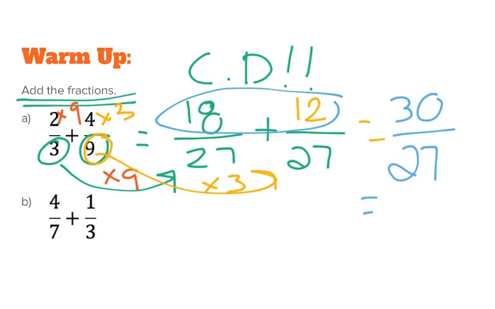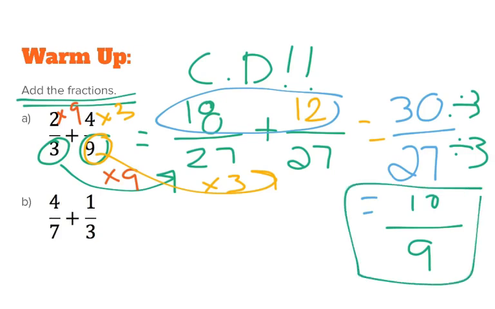I'm noticing right away that 30, you can divide that by 3, and you can divide 27 by 3, and that would leave you with 10 over 9. And I can't divide any further. That would be my final answer, 10 over 9.